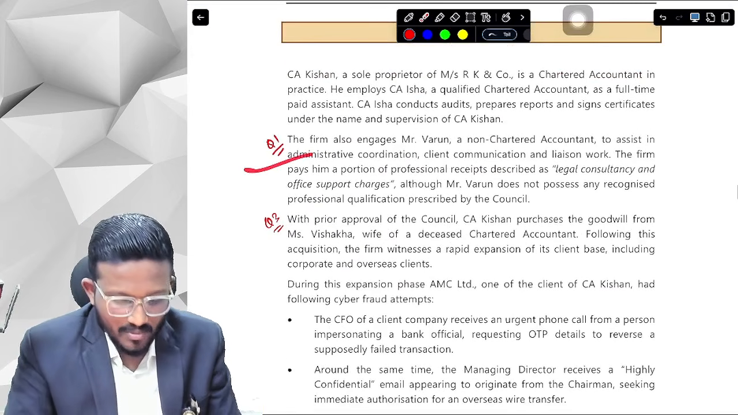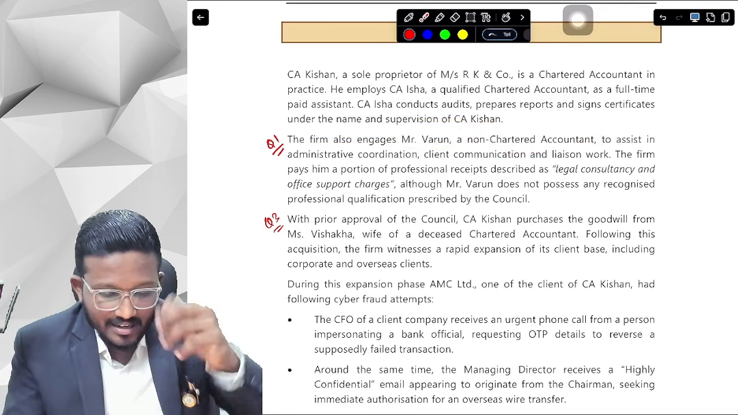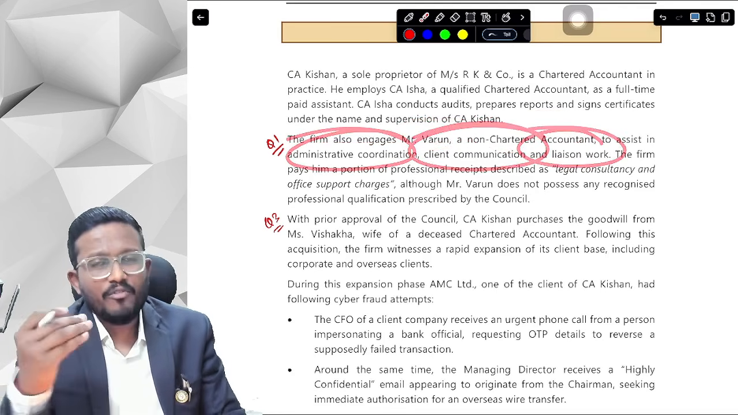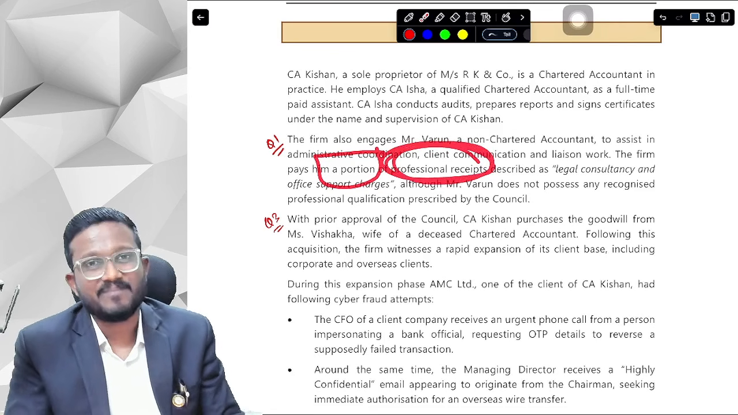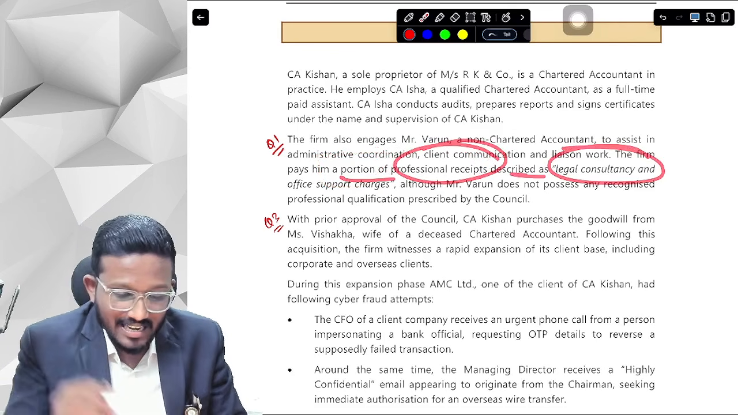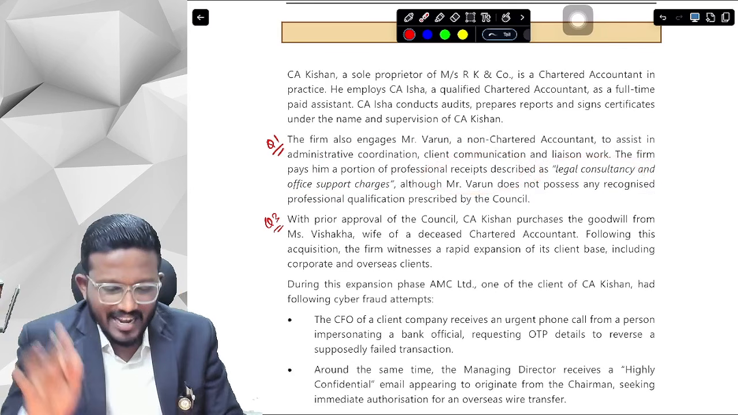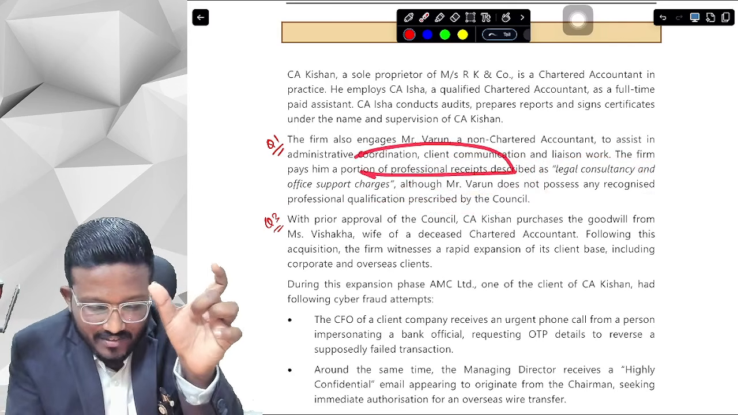What does it say, question number 1? The firm has engaged Mr. Varun, a non-chartered accountant, to assist in administrative coordination, client communication and licensing work. The firm has paid him a portion of professional receipts, describing it as legal consultancy and office support charges, although Mr. Varun does not possess any recognized professional qualification prescribed by the council. Now here, portion of professional receipts means what, sir?